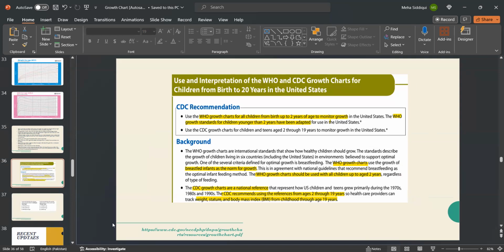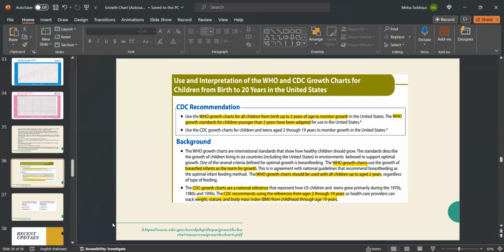Use and interpretation of the WHO and CDC growth charts for children from birth to 20 years in the US. CDC recommends that the WHO growth chart should be used for children up to 2 years of age to monitor growth, while WHO growth standards for children younger than 2 years have been adopted for use in the US. And the CDC growth chart should be used for children and teens aged 2 through 19 years to monitor growth in the US. The WHO growth chart uses the growth of breastfed infants as the norm for growth. This is in agreement with national guidelines that recommend breastfeeding as the optimal infant feeding method. The WHO growth chart should be used with all children up to 2 years of age.